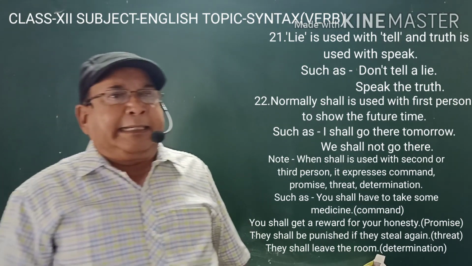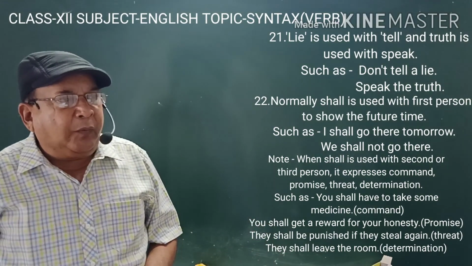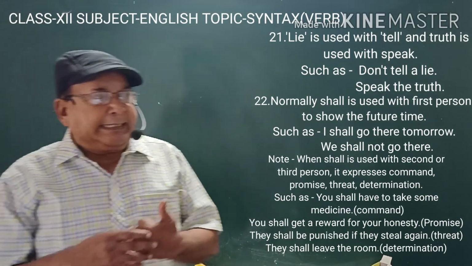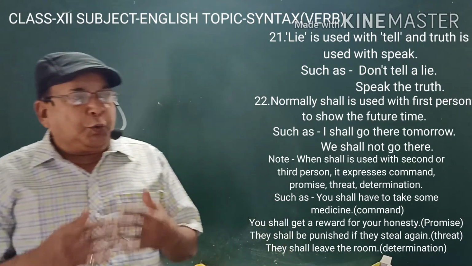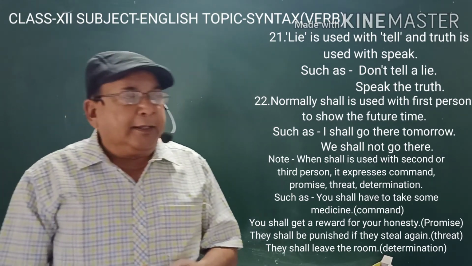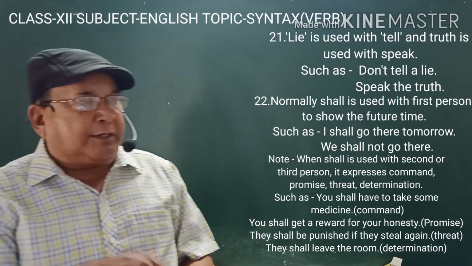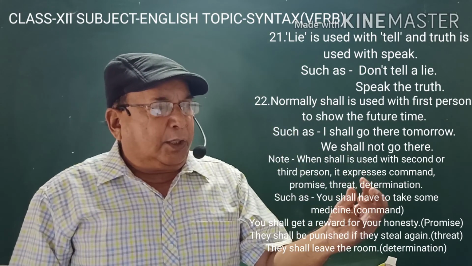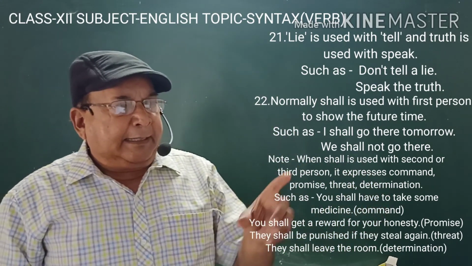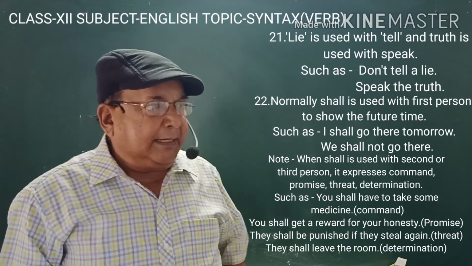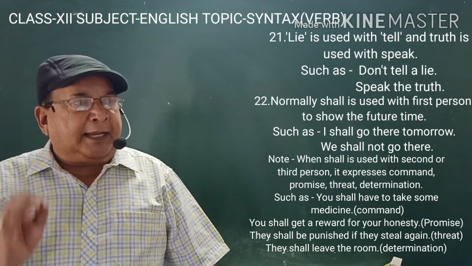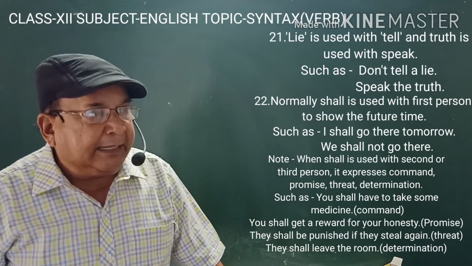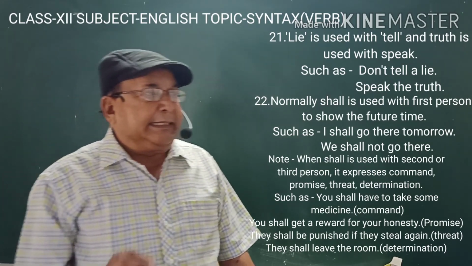Next, normally shall is used with second or third person to express command, promise, threat, determination. You shall have to take some medicine, this is command. If we use shall with first person, then its purpose is changed. Now we are using shall with second and third person, and they have a different purpose. You shall have to take some medicine, it is command. You shall get a reward for your honesty, it is a promise. They shall be punished if they steal again, it is a threat. And in the example, they shall leave the room, this is determination.